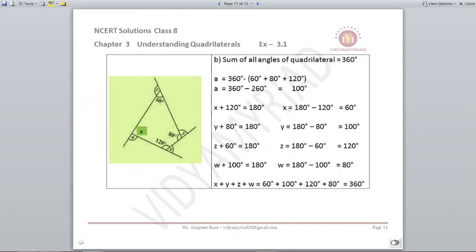So if A is 100, what will be w? Just subtract it from 180. w will come out to be 80 degrees. You will be using the linear pair property over here. So 120 plus x is 180, so x comes out to be 60. 80 plus y is 180, so y comes out to be 100. 60 plus z is equal to 180, so z comes out to be 120 degrees. Add them all together, you will find that it comes out to be 360 degrees.